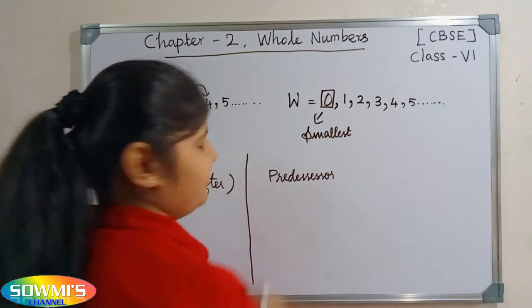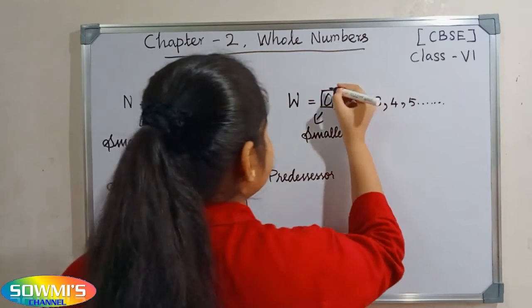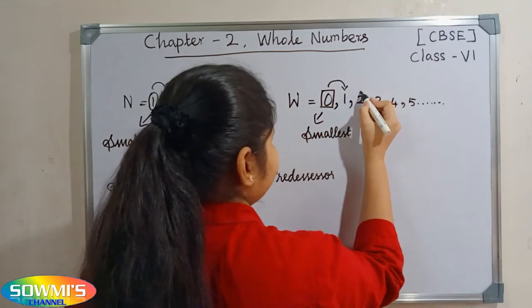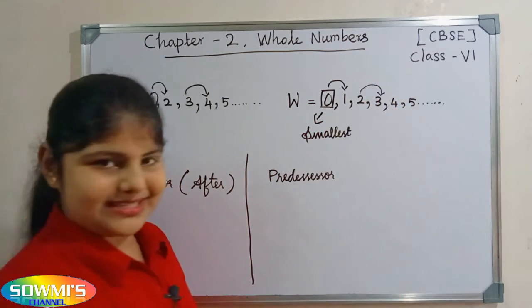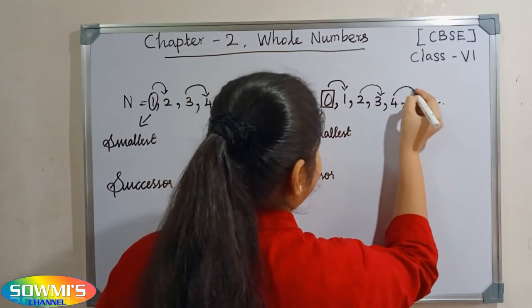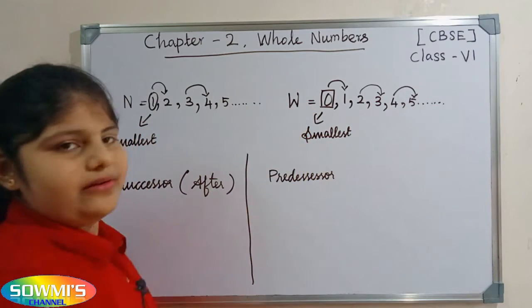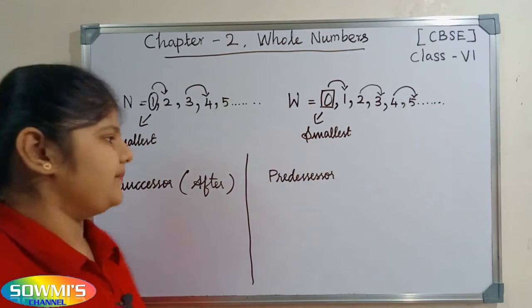Coming to the whole numbers, the successor of 0 is 1. The successor of 2 is 3. The successor of 4 is 5. In whole numbers, all the numbers have a successor.